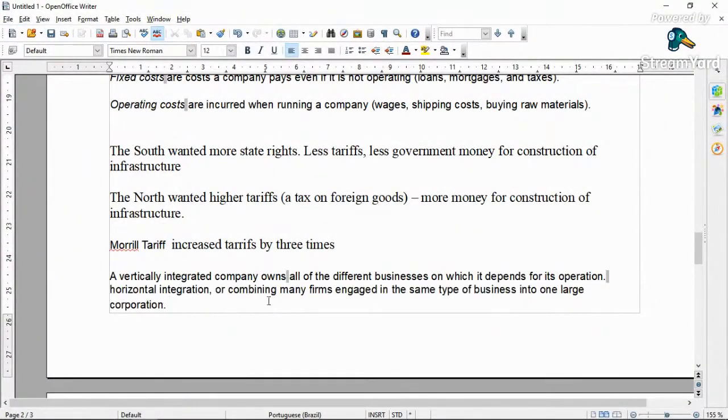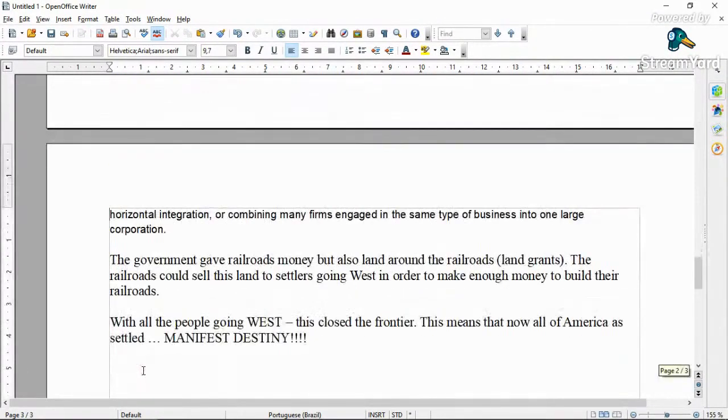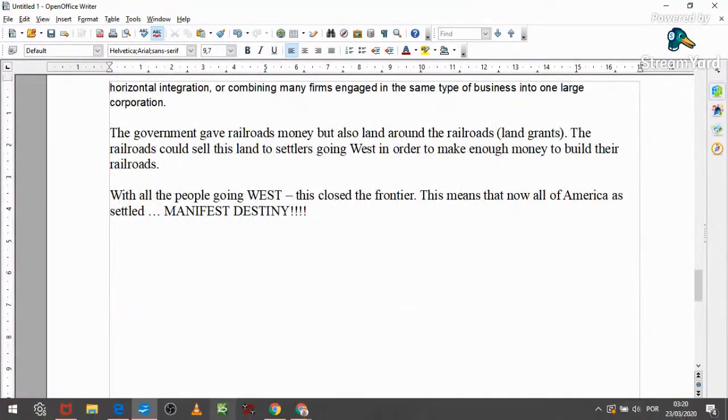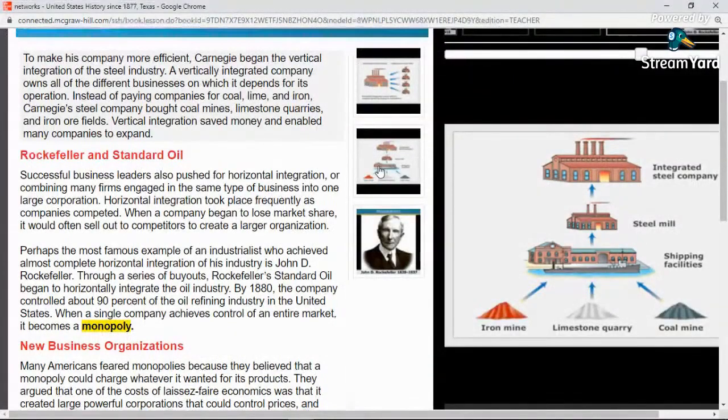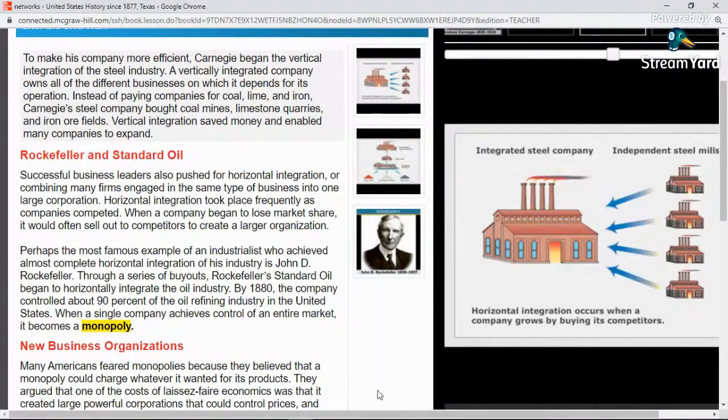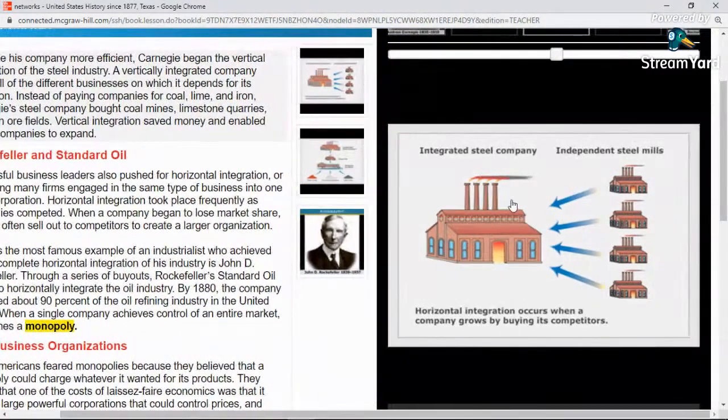I'm going to put that right there. Horizontal integration. And let's look at the little chart here. Oops, that's the chart. So he's buying all the independent steel mills, and I'm going to buy all my competition.